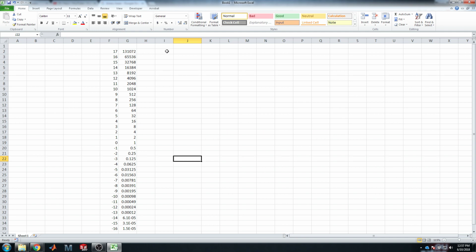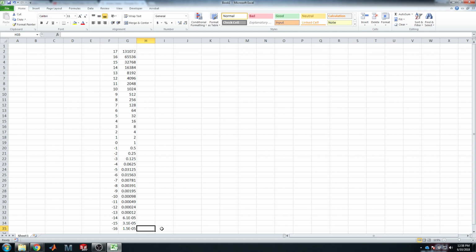The biggest singular block you have is 131,072. The smallest singular block you have is 1.5 times 10 to the negative fifth. If you're not familiar with this notation, E, capital E, you'll see that a lot in this class, stands for times 10 to the, in this case, it's negative fifth.